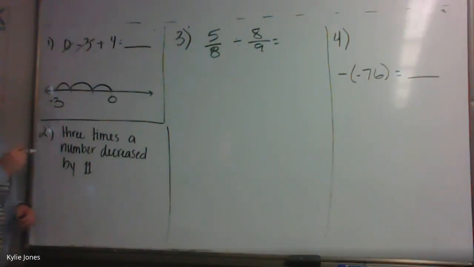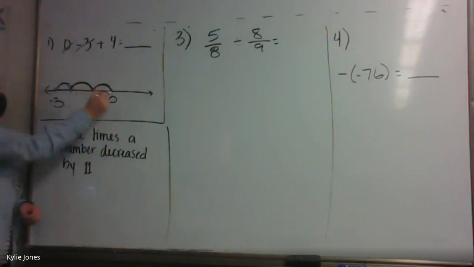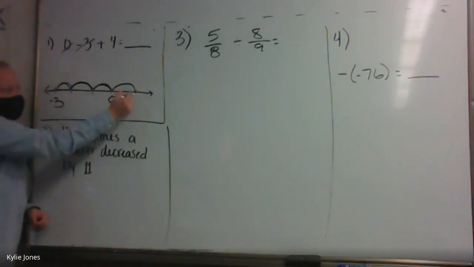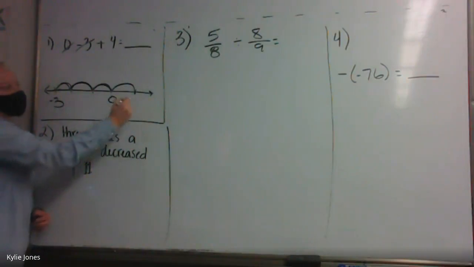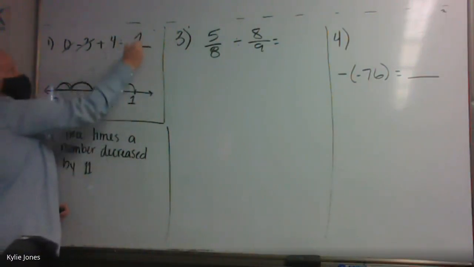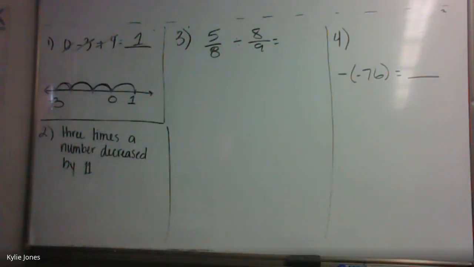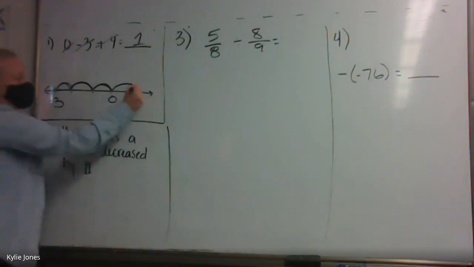Okay, then it says plus 4. Am I going to go more negative or positive after that? Positive. How many jumps? 4. 1, 2, 3, 4. Where do I end up? Positive 1. So your answer is 1. So this is where we end up.